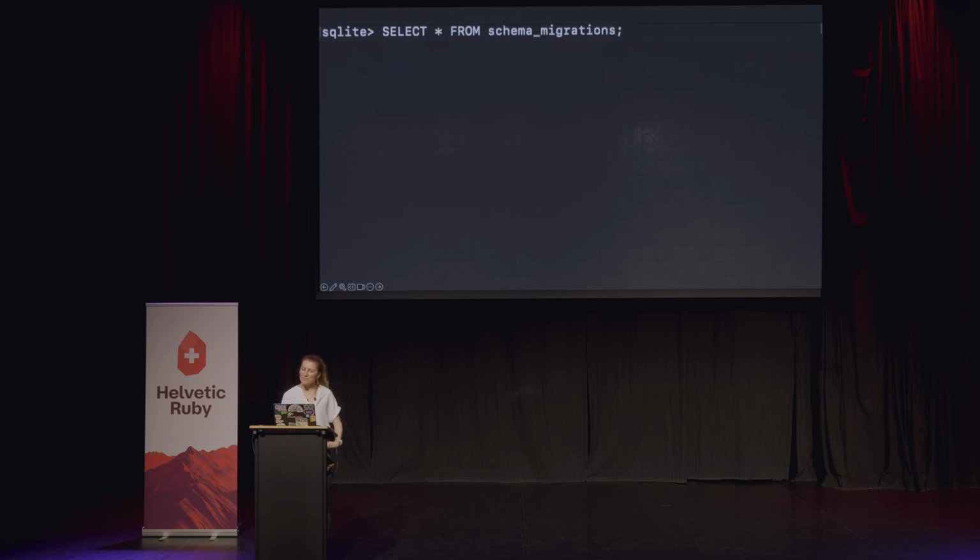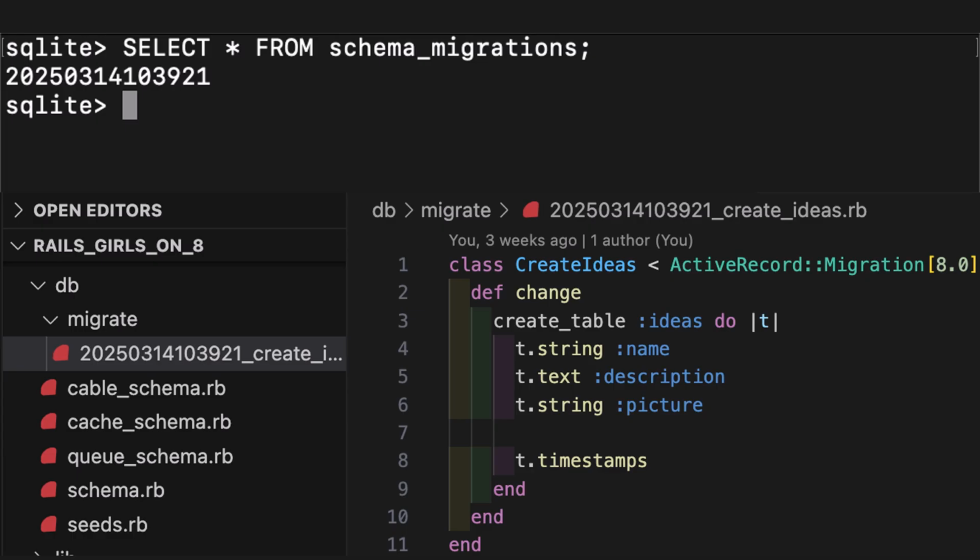Satisfied, Zoe moves on to investigate what's in the schema migrations file. Not as exciting as she was hoping, but she does recall seeing this number before. She takes a look at the ActiveRecord migration file that was created when she ran the Rails generate scaffold command and sees that this number is at the beginning of the file name.